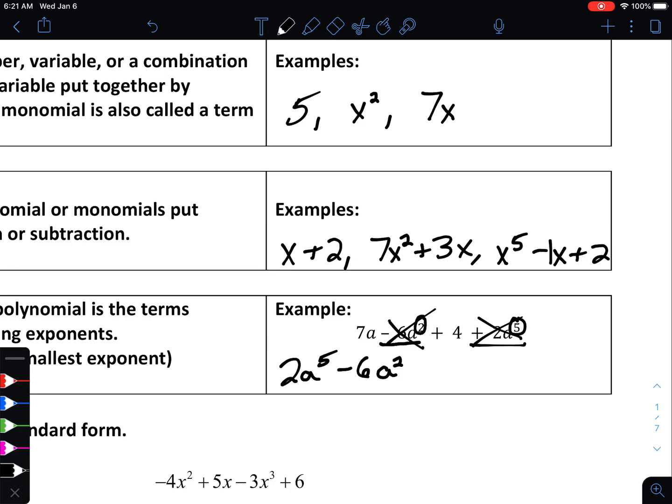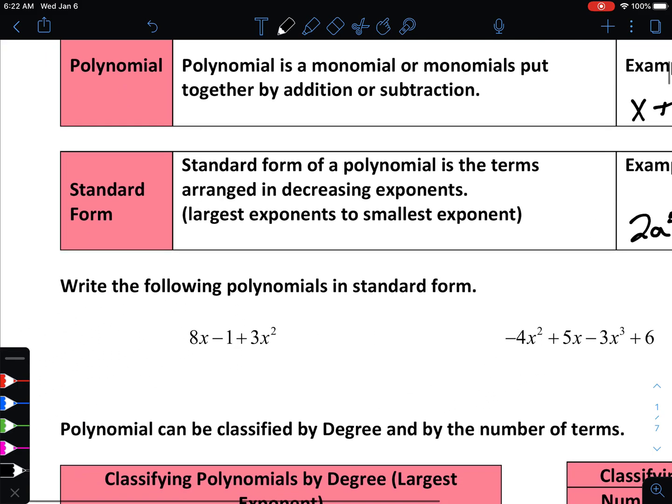Next highest exponent would be just a 1. That would be the 7a right here. Notice that there's not a sign in front of it, but it is a positive number, a positive 7. So we're going to make it a plus 7a and write it next. And then finally, we have this plus 4. It's going to go last. And there would be our polynomial in standard form. Now, standard form is useful because it helps us to see what the highest exponent is for our polynomial. It also helps us with naming. So let's do a couple more practice problems with writing polynomials in standard form.